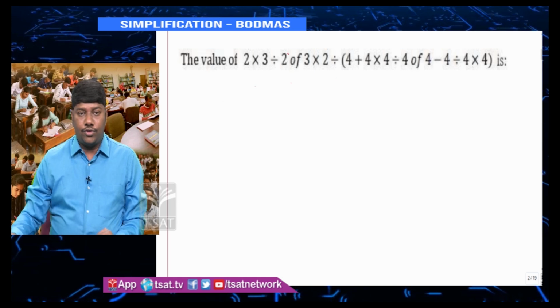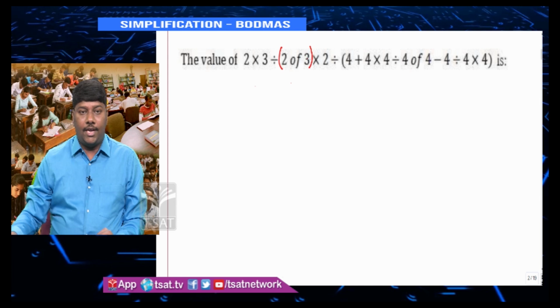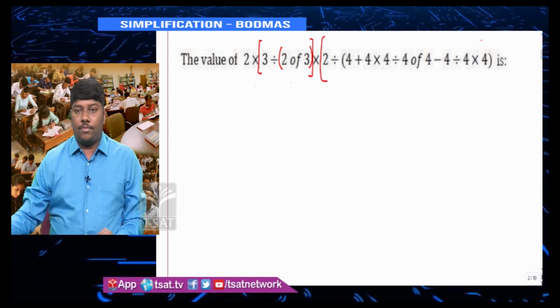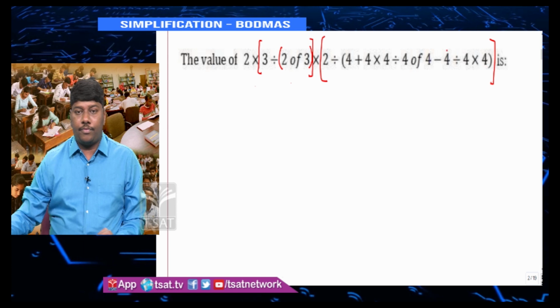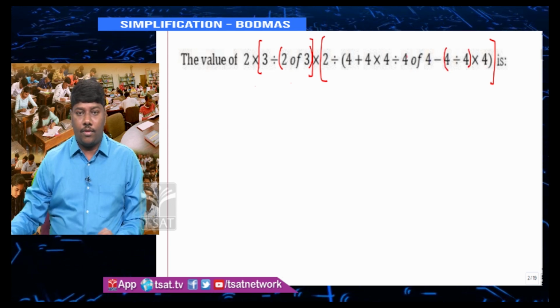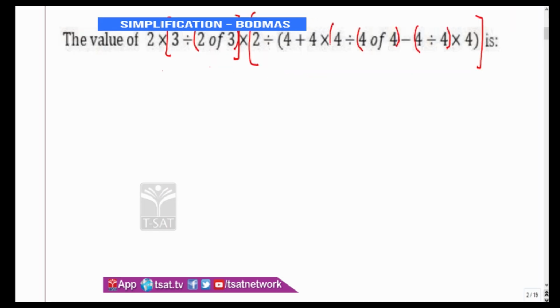The priority goes to of after bracket, then after that you have division. So do the things which are inside the division, then this thing, of, and this is how your priority goes.